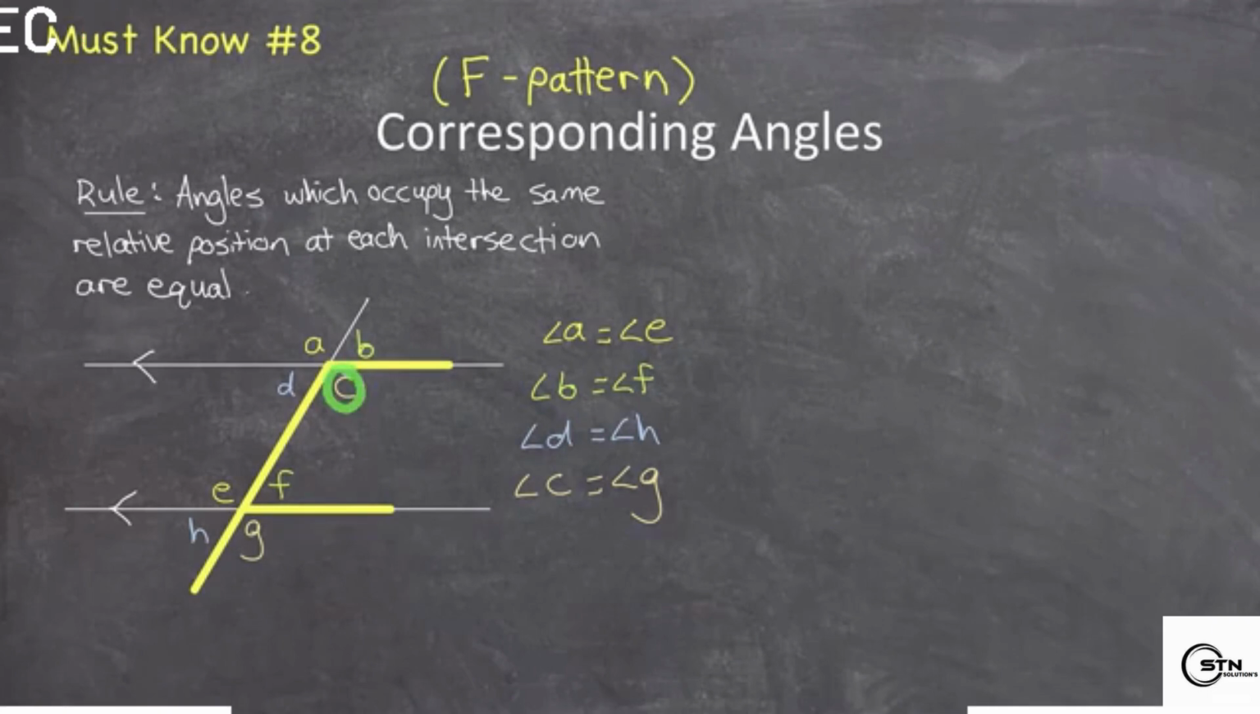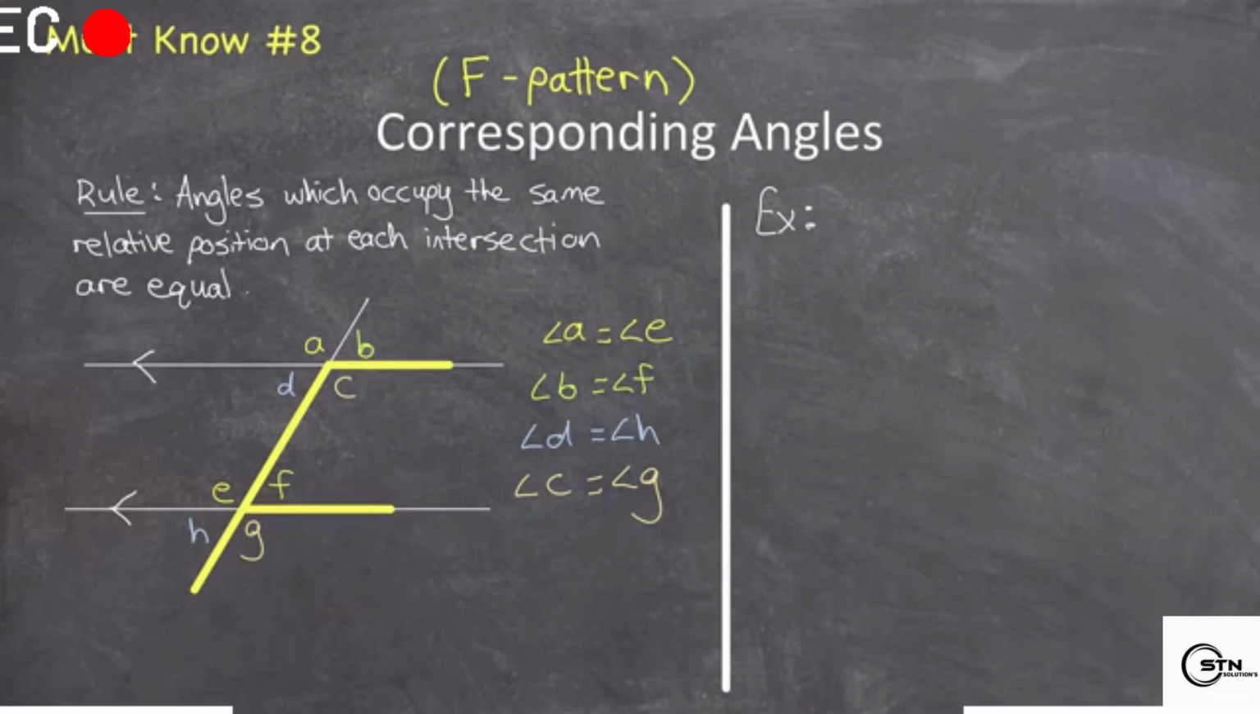The angles underneath the horizontal lines of this F, C, and G are equal to each other. Now let's try an example where we can use this relationship of corresponding angles. Let's find the measure of angle theta in this diagram.